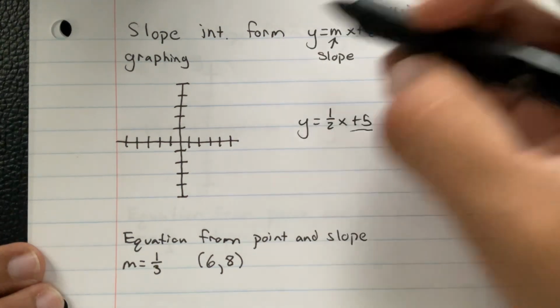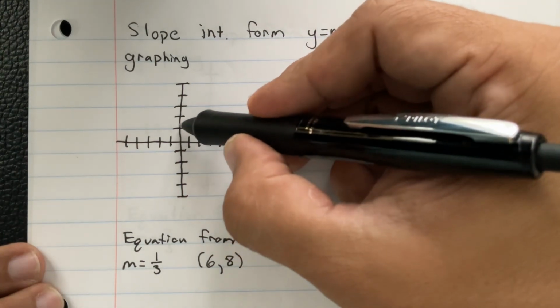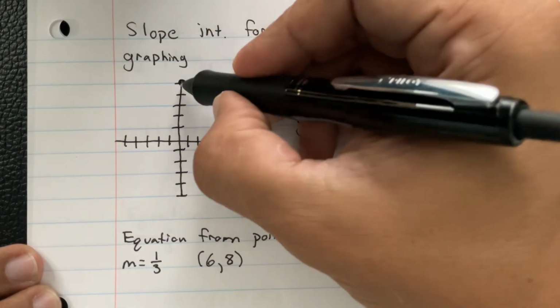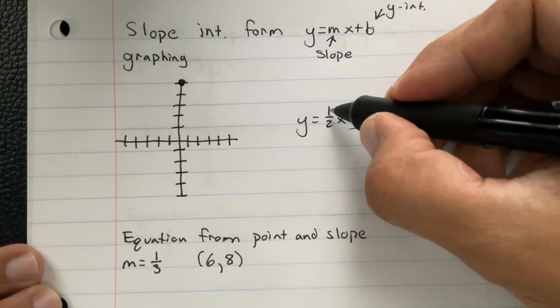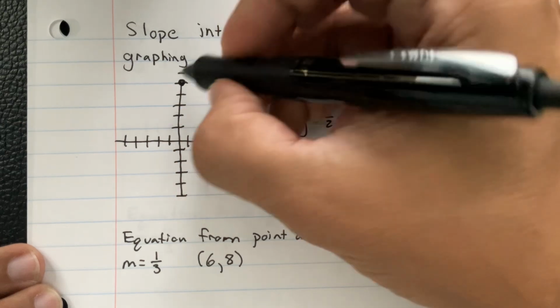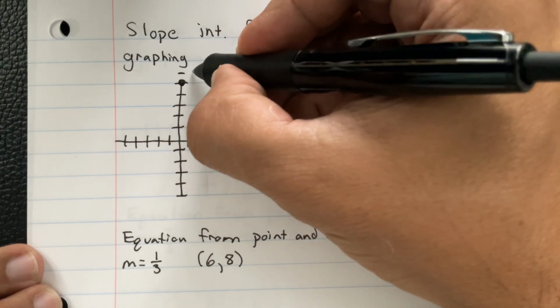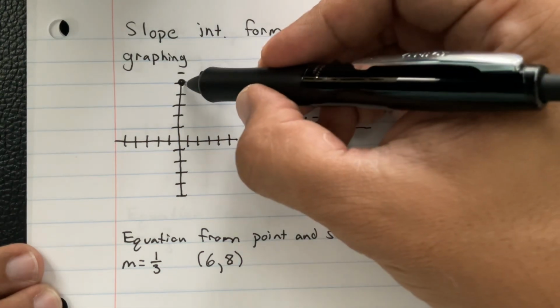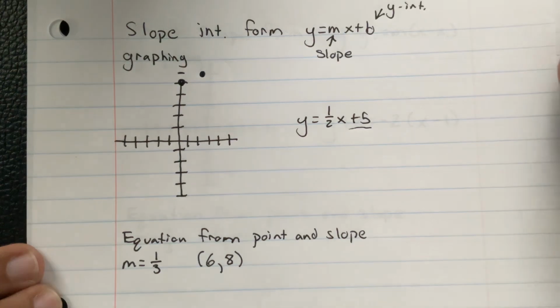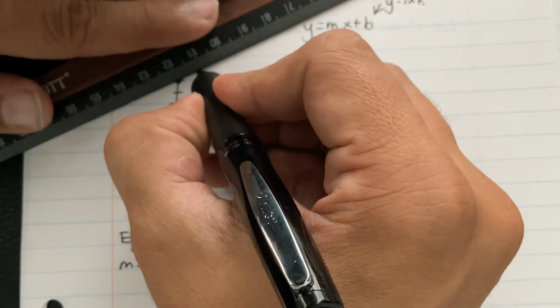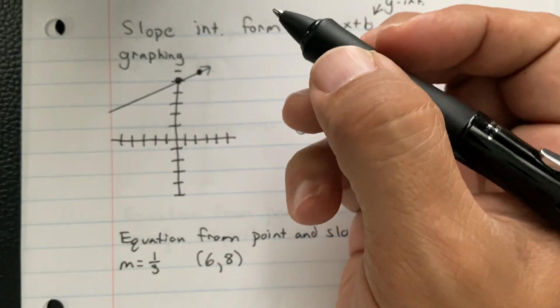So we find 5. 1, 2, 3, 4, 5. Here's that dot. And then from here, I'm going to go up 1 and to the right 2. So I should have made this graph a little longer. So up 1 and to the right 2. 1, 2. As you can see, I'm doing the slope from the start point, not from the origin. And then you simply connect those dots, and you are graphed.